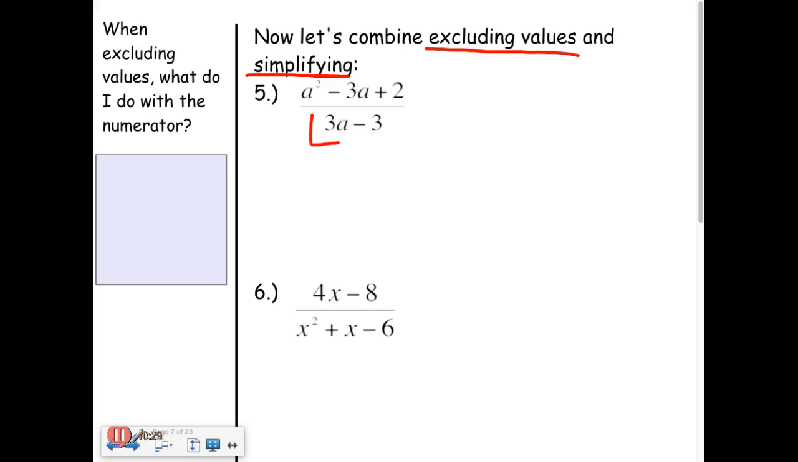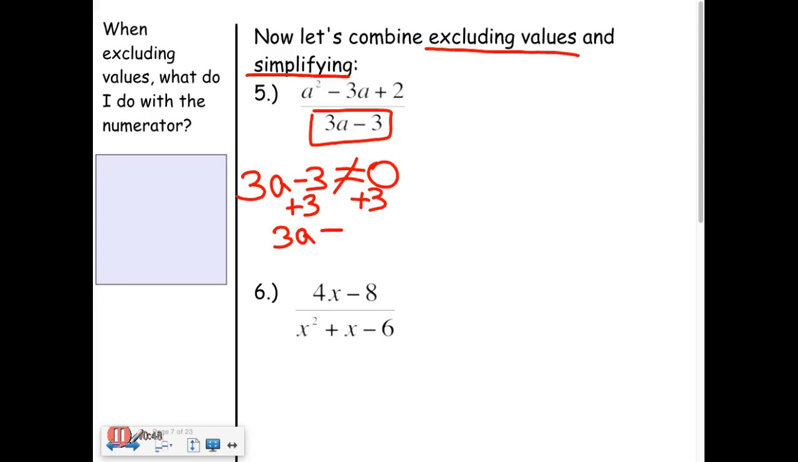So the first thing I want to look at is my bottom here. So I'm going to say 3a minus 3 cannot equal 0. So if I just solve for a quick, I'm going to add 3, add 3. I have 3a cannot equal positive 3. So I'm going to divide by 3, and a cannot equal 1. From here now, we're going to do what we did yesterday. So I'm going to simplify. On top, I have to factor.